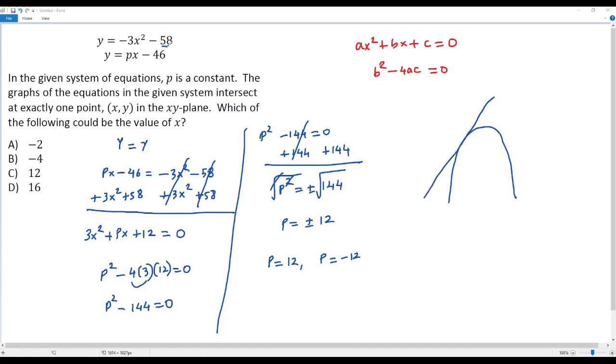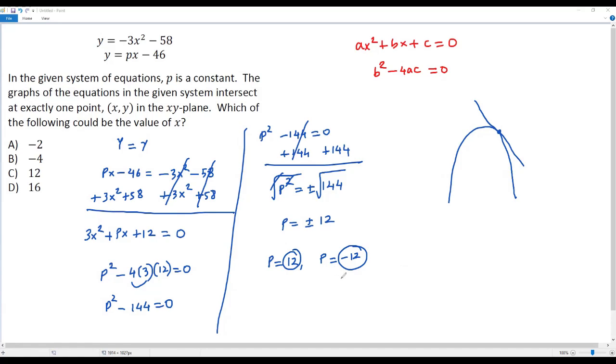And also the line we are getting for the second equation and the parabola we are getting for the first equation will intersect at only one point according to the given information. Okay, here this is the point of intersection of the graphs of two equations. What if I consider the negative value for p, that is negative 12, then the slope will be negative, then we'll be getting a falling line like this. In that case also, both the graphs will intersect at only one point. But both the values of p are not possible.